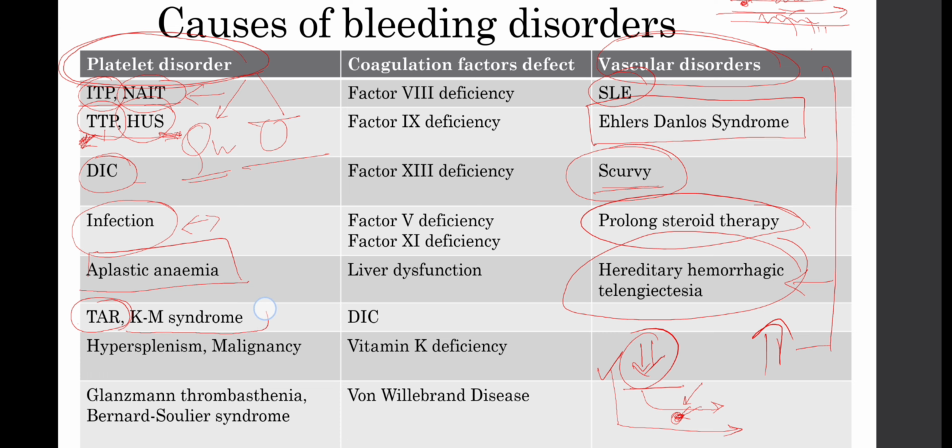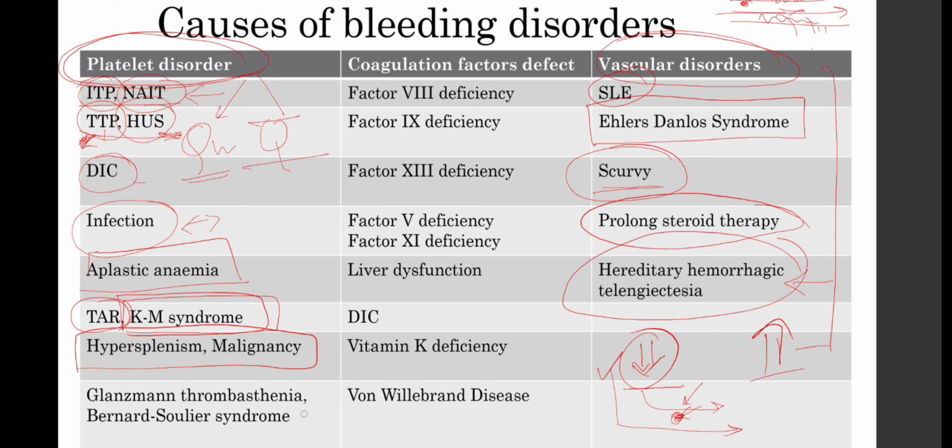And Kasabach-Merritt syndrome, in which there is a huge amount of hemangioma present in any part of the body, in which the platelets get deposited on that part of the hemangioma, causing a decreased amount of platelets all over the body, and there is an increased chance of bleeding, and also the presence of purpura. Hypersplenism or malignancy, in which there is an increased consumption of platelets. And the qualitative defects, there is Glanzmann thrombasthenia and Bernard-Soulier.